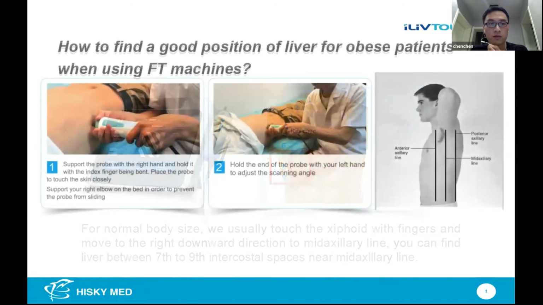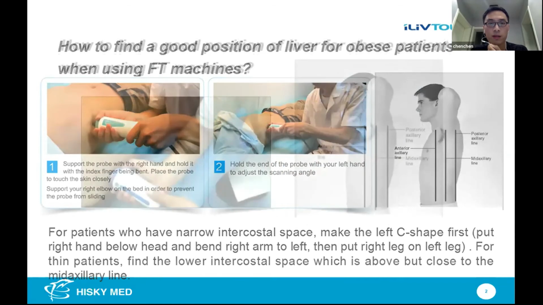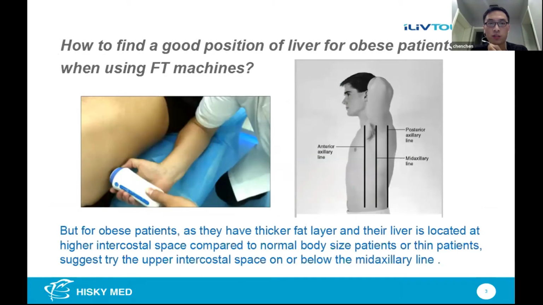But for those obese patients, because they have thicker fat layers, their liver is located at a higher intercostal space compared to normal body size patients or thin patients. For thin patients, when the patient lies down, the position of the liver should be above the midline. And for obese patients, the position of the liver could be on the midline or below the midline.